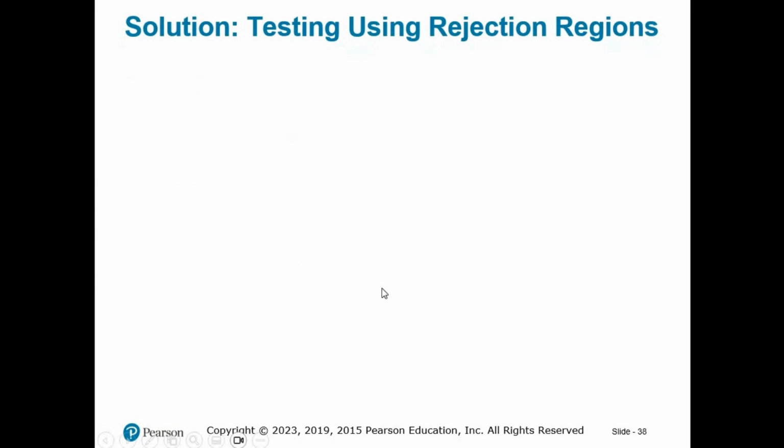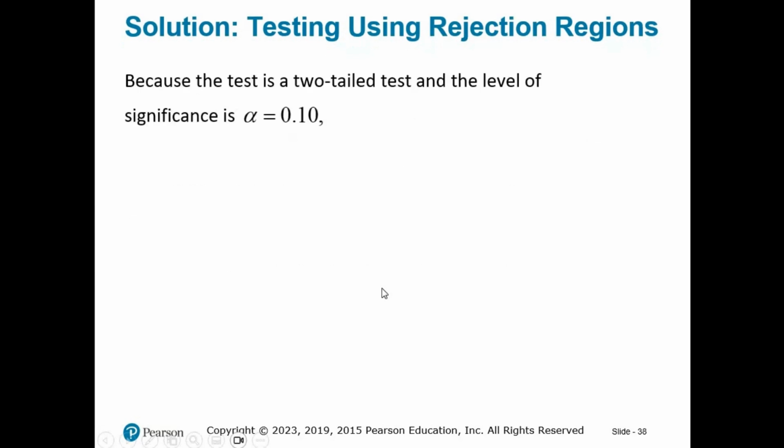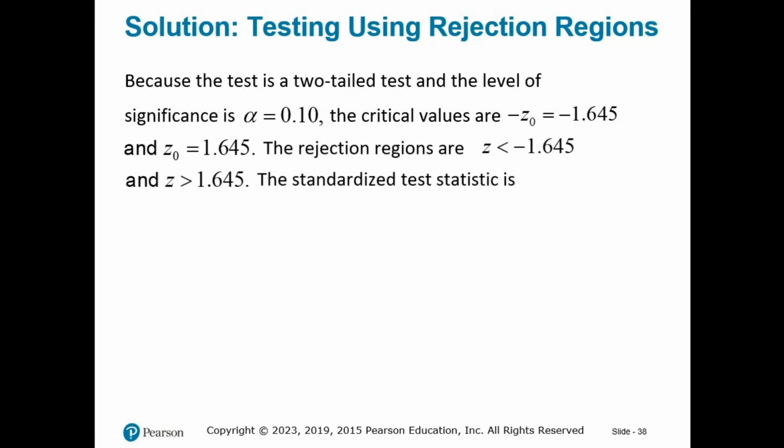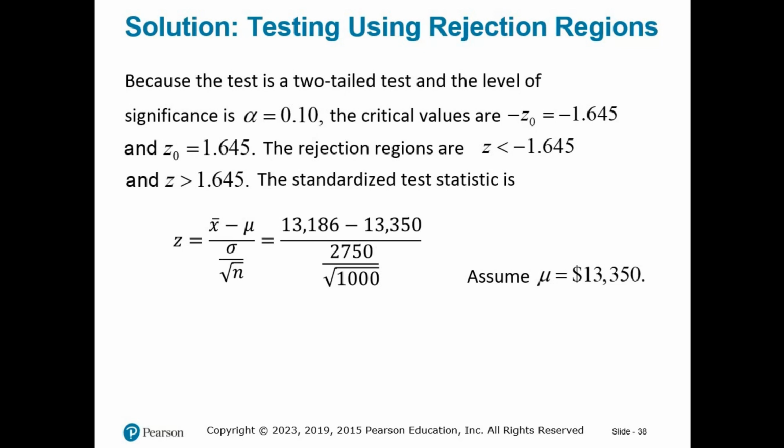After that, we identify our significance level of 0.10, and then we need to figure out our critical values of negative 1.645 and the rejection regions less than the negative of 1.645 and greater than 1.645. Then we do the standardized test statistic with the formula, again assuming that mu is equal to 13,350, and we get about negative 1.89. Alright, so let's look at the graph.